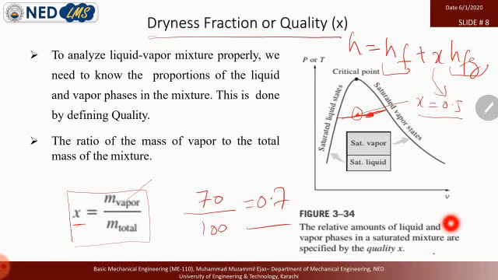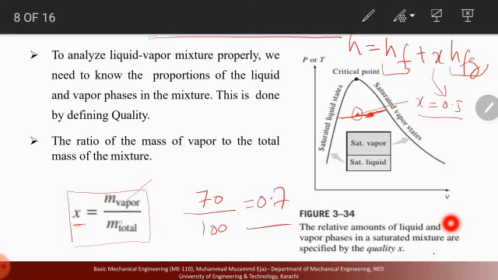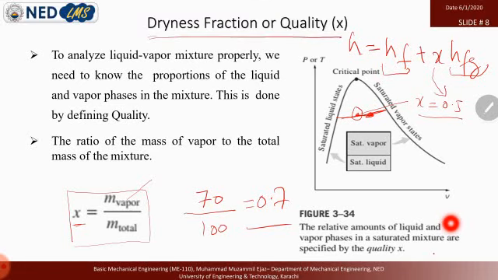And what is the purpose? To analyze a liquid-vapor mixture properly, we need to know the proportion of liquid and vapor phases in the mixture. This is done by defining the quality of steam. Another important reason is that in some machines we cannot feed steam with bad quality. Like if we send a quality of 0.7, it means it has 30% water droplets, and when the water droplets hit any solid surface, they erode that material or metal.